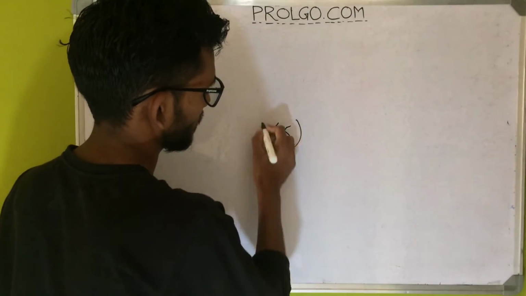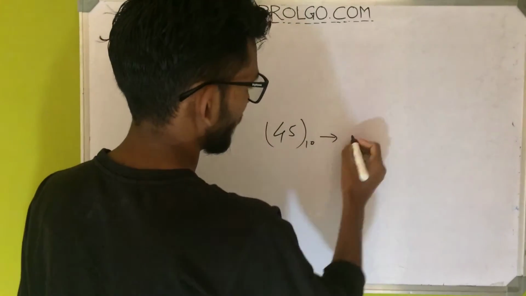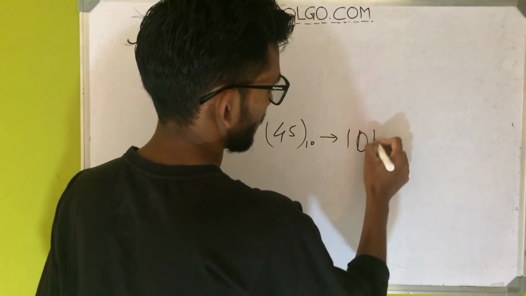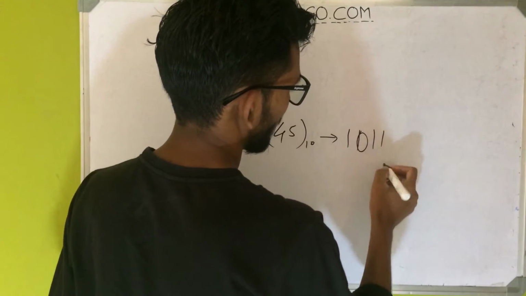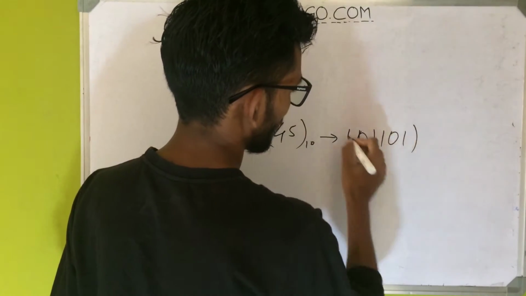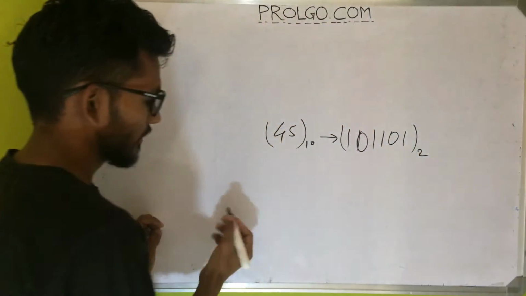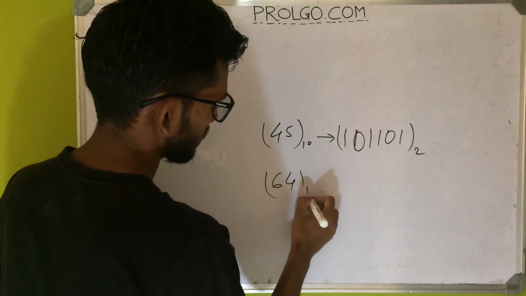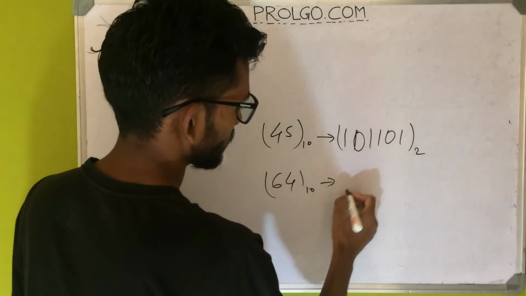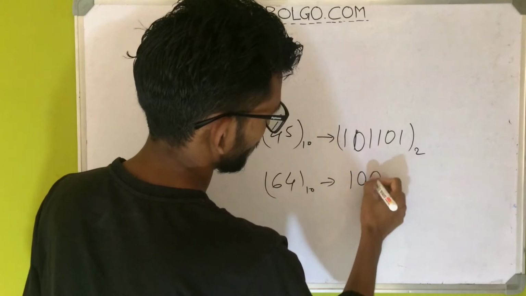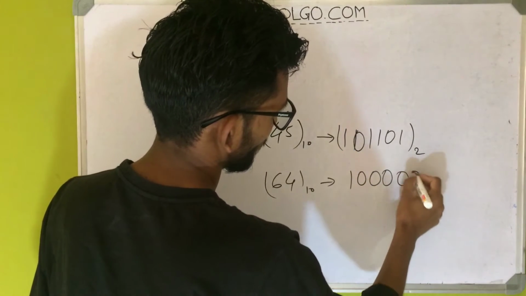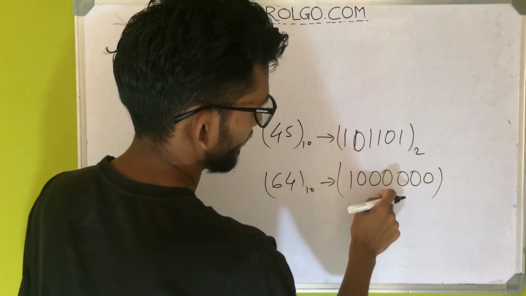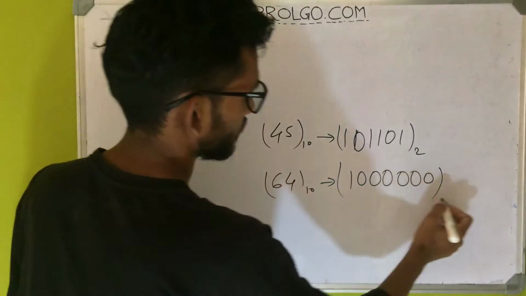45. In decimal, in binary it would be 32, 16, so 8, 40, 44. So this is in binary. Now take another number, let's say 64. It is easy. Okay, so 64, 32, 16, 8, 4, 2, 1, 1, 2, 4, 8, 16, 32, 64.